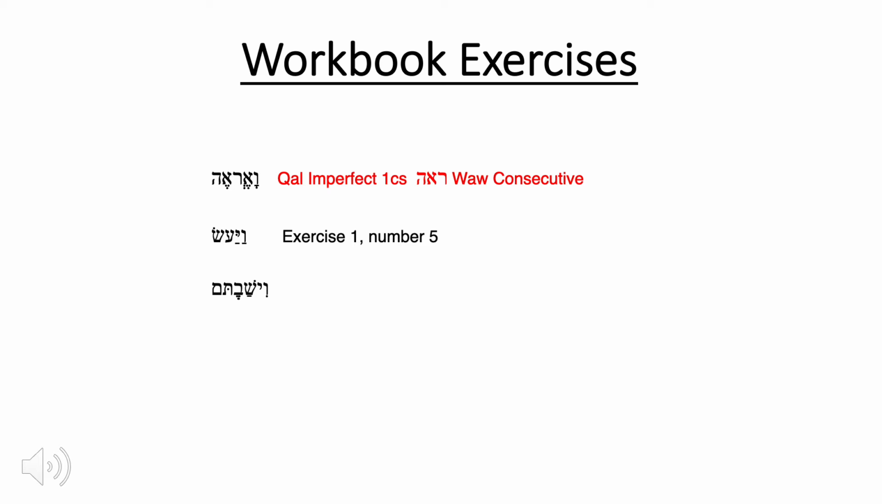What about this second one, Vaya'as? This is actually a very shortened form of the more complete form of the imperfect. There is a letter that has fallen off at the end of this verb, but you should still be able to figure out how to parse this. So what is Vaya'as? The dropped letter, of course, is the hey, because this is the word asah, to do or to make. We have here a Qal imperfect 3ms. The Yod prefix is the giveaway.